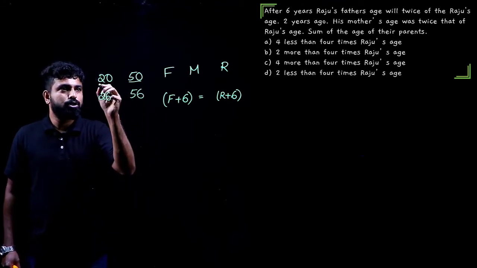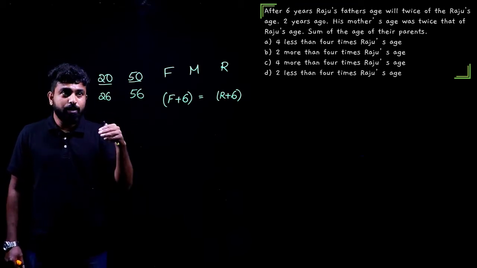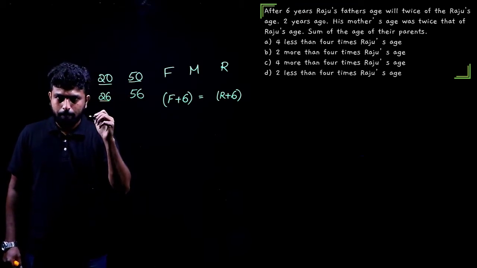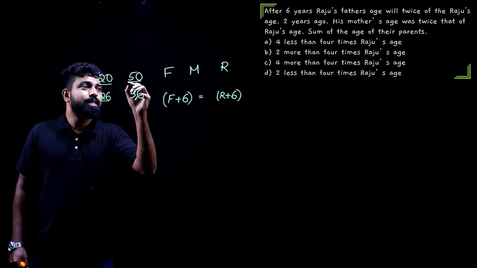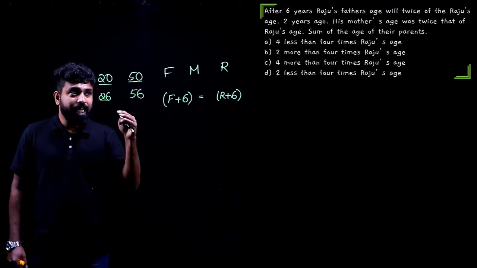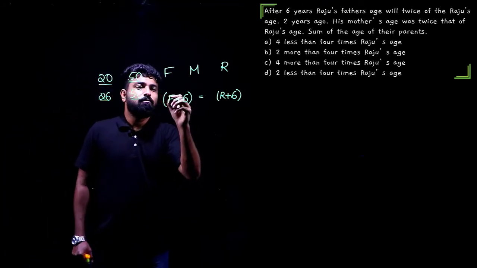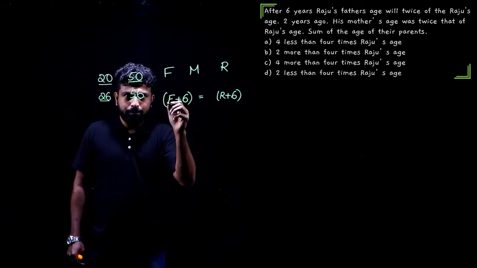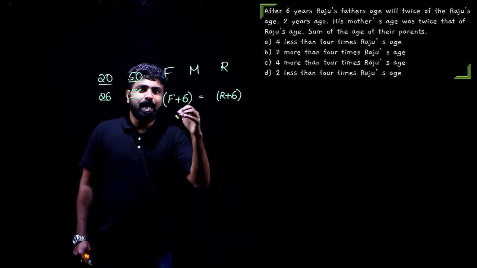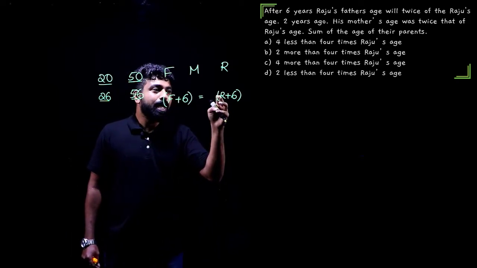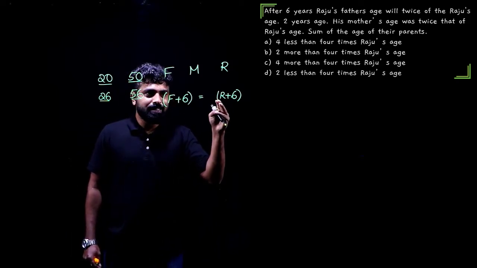So that person was 20 years in the present. He will be 26 years after 6 years. His father was 50 years at present. He will be 56 years after 6 years. In the same way, father was F at the present and he will be F plus 6 after 6 years. Raju will be R at the present and R plus 6 after 6 years.